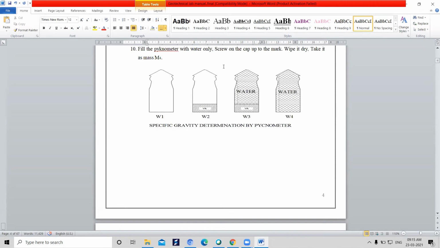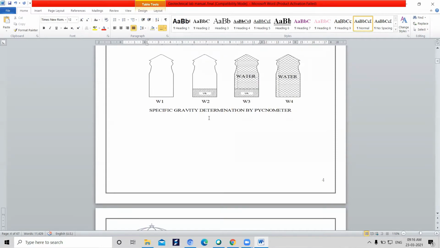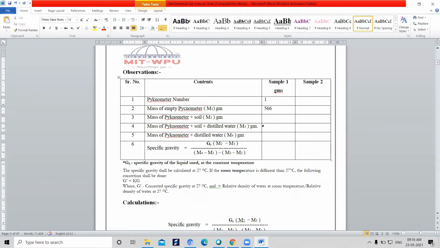Okay, in this you have to add the soil which has passed through 425 micron IS sieve. Okay, so how much do we add? The IS code says we are adding 1/3 of the soil by the volume of the pycnometer, with respect to the volume of the pycnometer, right? So we are adding 1/3 of the soil which has passed through the 425 micron IS sieve. Now that is my M2. Okay, W2. I'll be writing M2 as 766 grams.